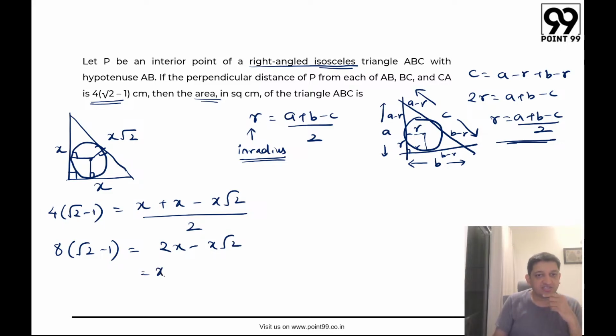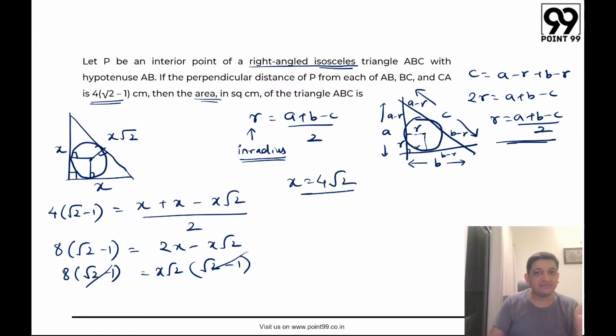Now if I take x root 2 outside, what am I going to get? x root 2 into root 2 will give me 2x and x root 2 as it is, so this will be minus 1. So 8 into root 2 minus 1 is x root 2 into root 2 minus 1. I can simply cancel out root 2 minus 1 from both sides. So I am left with x root 2 equals 8, or x equals 4 times root 2. Right? 4 times root 2 is what we are going to get as the value of x.